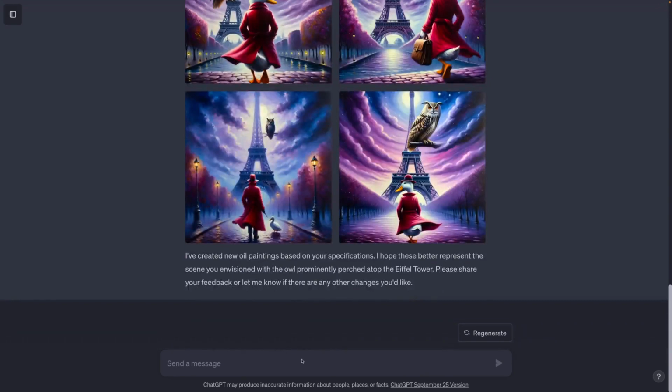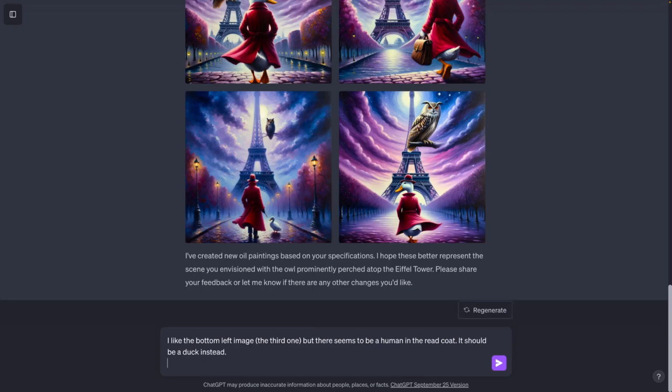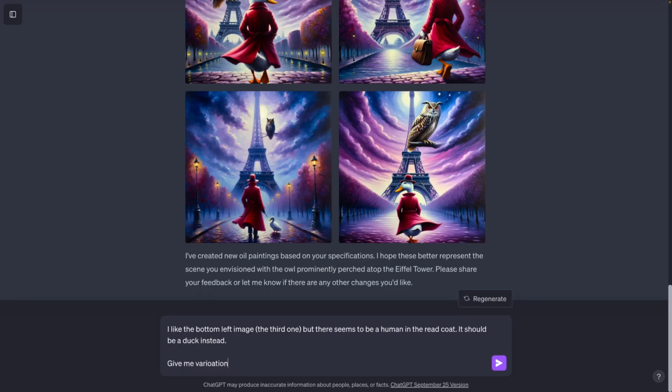But of course, we have a chat, so we can go back and forth with ChatGPT and also refer to specific images when trying to refine them. Here we could, for example, say, I like the bottom left image, the third one, but there seems to be a human in the red coat. It should be a duck instead. Give me variations of that image that do use a duck in a red coat.